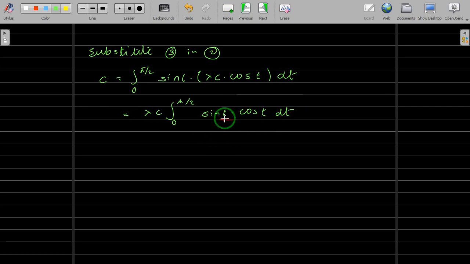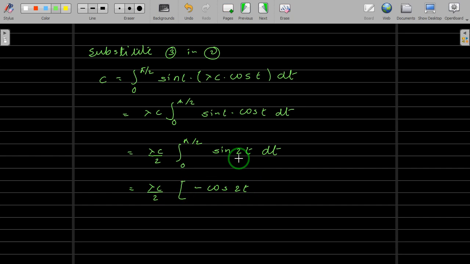Now in this case, you can make this sin 2t by dividing and multiplying by 2, so that will be equal to lambda c by 2 integral 0 to pi by 2, using the formula of sin 2t. Sin 2t is nothing but 2 times sin t cos t. So you adjust the 2, and then 2 times sin t cos t is sin 2t dt. Then you integrate: lambda c upon 2 times the integral of sin, which is minus cos 2t, then divide by 2 or multiply by 2.